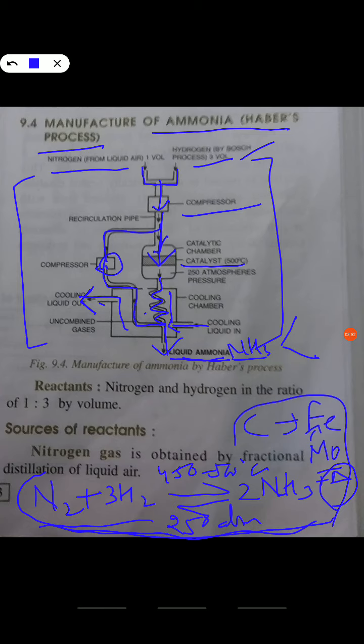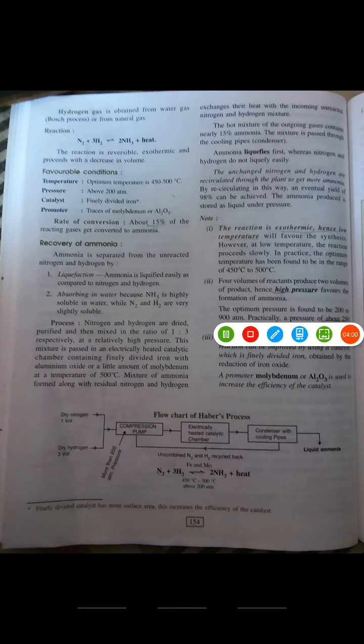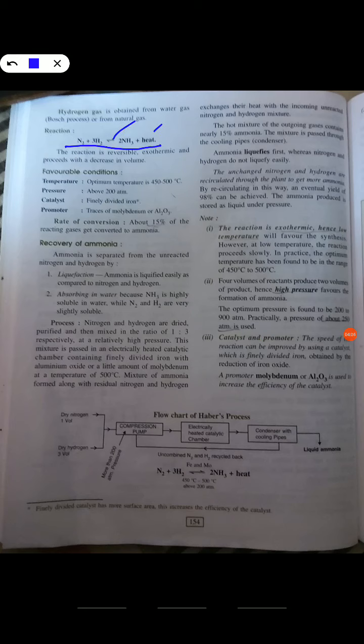Okay. So once this process is over, we'll go to the next part of the chapter. Already I have told you all the things, but you see, this is the reaction. You can see it is a reversible reaction. It is an exothermic reaction. The favorable temperature is 450 to 500. The pressure is 200 to 250. Finely divided iron is the catalyst. Molybdenum or aluminum oxide is the promoter. Only 15% of the gas is changed into ammonia. The rest is recirculated back. And by recirculating it again and again, we can get 98% ammonia.